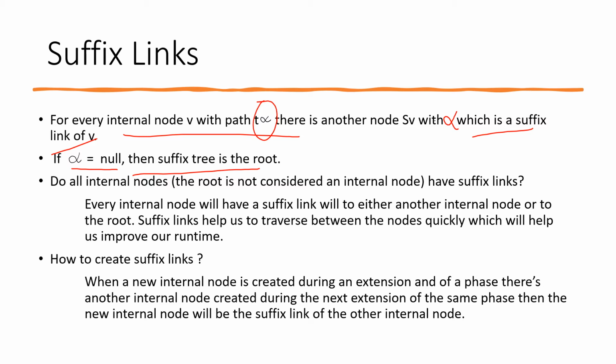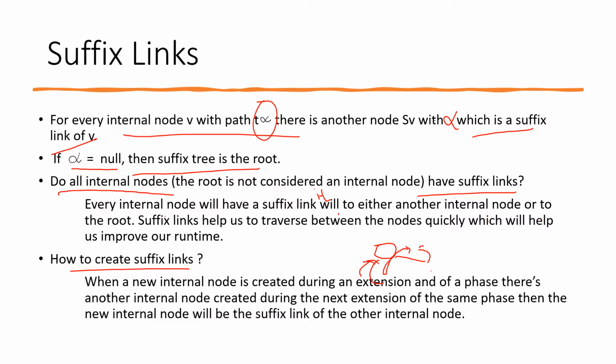But before that, some generic information: do all the internal nodes have suffix links? Yes, every internal node will have a suffix link. It will either point to another internal node or to the root. So for a given phase, if in two extensions we are able to get two suffix links, this suffix link will point to the next one. Or else, if there is only one suffix link for a particular phase, it will just point to the root. But all internal nodes will have suffix links.